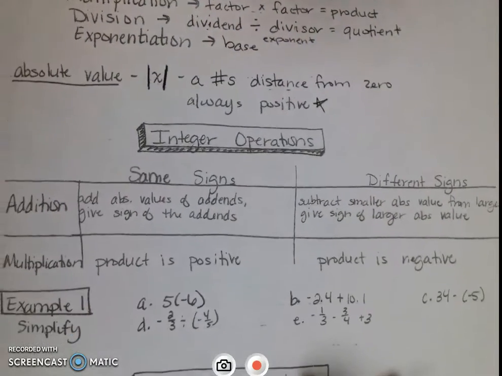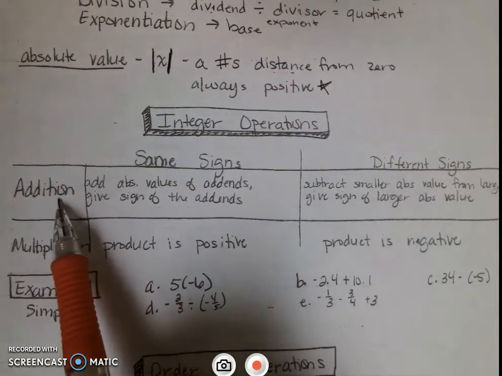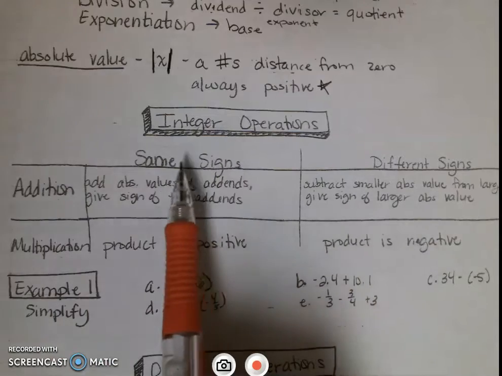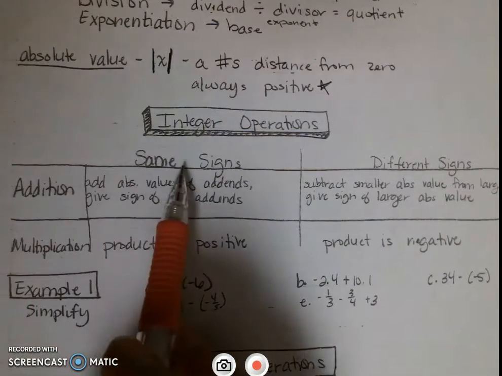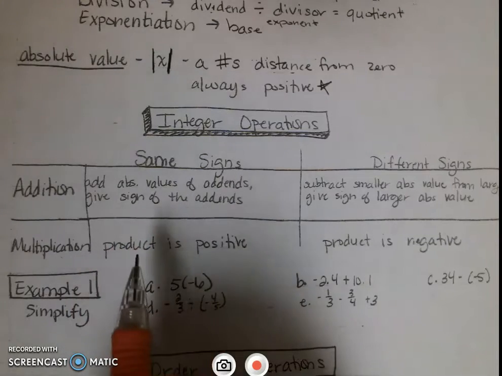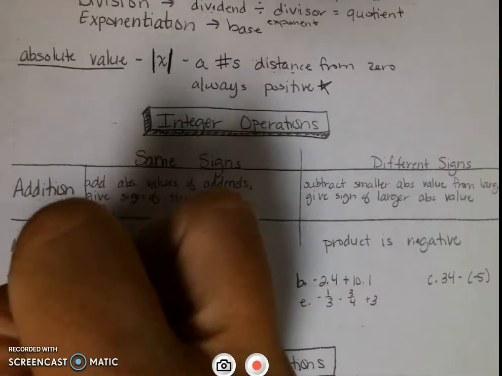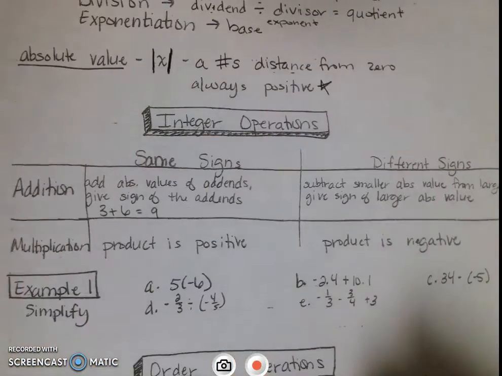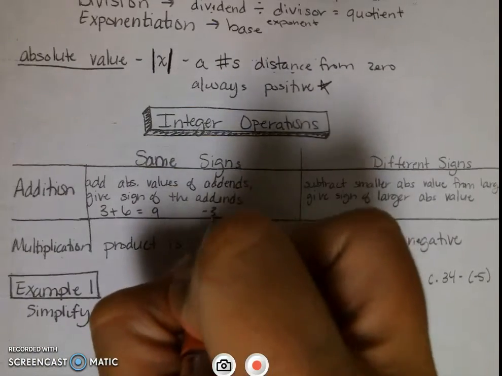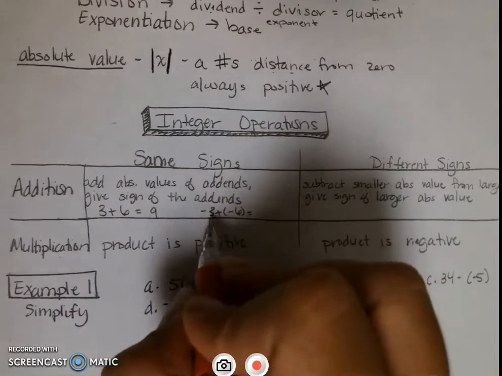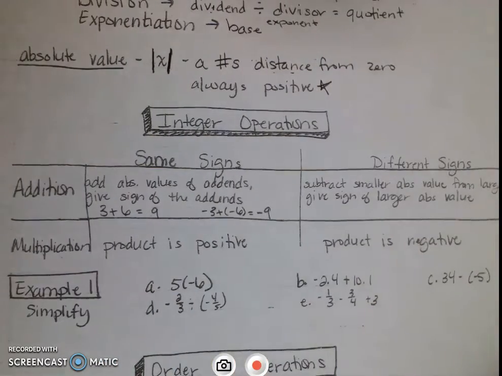Then we're going to look at some integer operations. Notice in our chart we have addition and multiplication on the left, and whether they're the same sign or different signs, what we do. If we have addition and the same signs, we just add the absolute values of the addends and give the sign of the addends. So 3 plus 6 is just 9. If it's negative 3 plus negative 6, their absolute values are 3 and 6, so it's still 9, and we give it the negative sign.